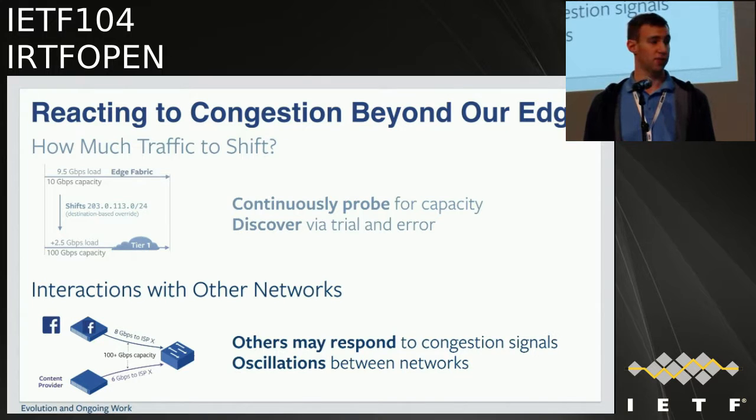Likewise, those interactions with other networks also create complexity. They may also respond to congestion signals and thereby reduce the amount of traffic they're putting on those links. And you may increase your traffic and you may oscillate together. So it's very difficult to get a signal here as to how much traffic should I put on this link. Even if you know the current status of congested or not, that doesn't mean that 5 minutes from now it's going to be in that same status.